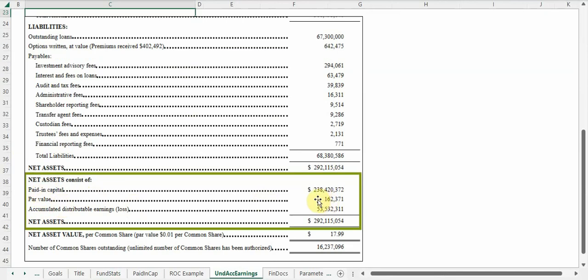The following figure is par value at $162,371. This figure is immaterial to our numbers, but if you're curious as to what this is, when an entity is formed that issues shares, such as a closed-end fund or even a corporation, those shares are assigned a par value, a face value, and in most instances, that value is assigned 1 penny per common share. And if you look at the number of common shares outstanding, 16,237,096, multiply that by 1 cent and you get the amount of $162,371.